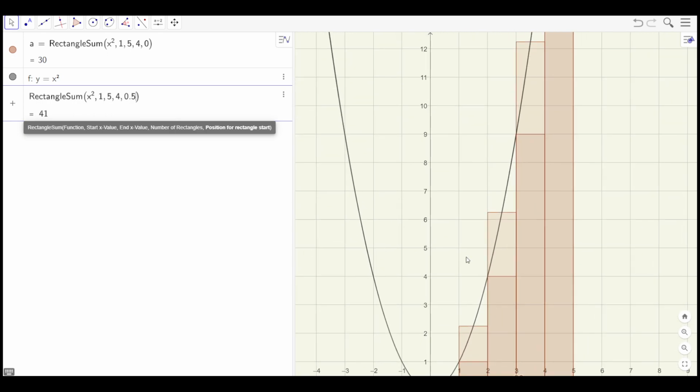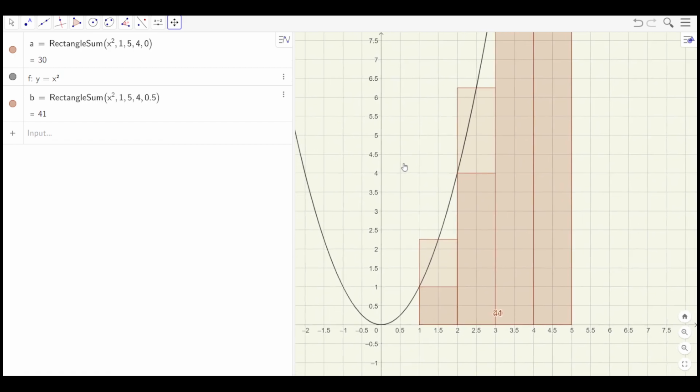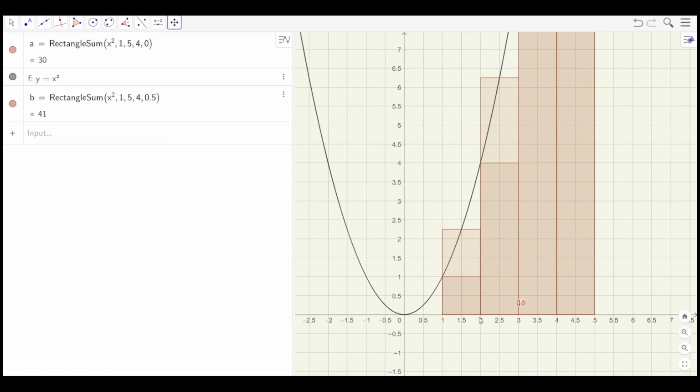If I increase this, you can see the numbers in the middle, hopefully. So you see, this rectangle that you see here is constructed on 1.5. Yes, so you see this is 1.5. Is that clear what I mean?